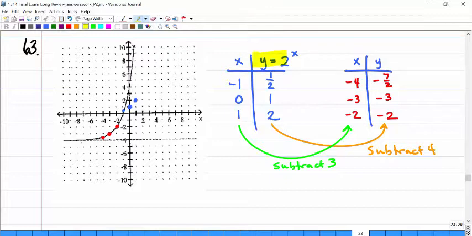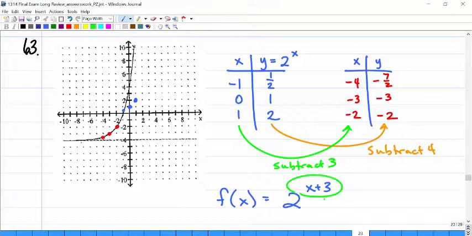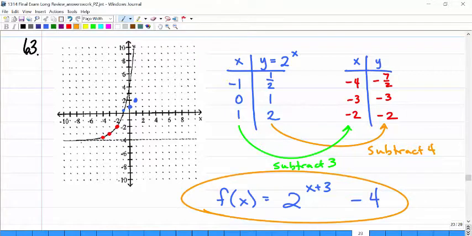So from my parent function, I want to subtract 3 from my x's. In other words, move them left 3. I want to subtract 4 from my y values. In other words, I want to move it down 4. So my new function becomes f of x equals 2 raised to the x plus 3. That moves it left 3. And then I want to say minus 4 because this moves it down 4. So there's my new function that's been moved. This function is graphed here.